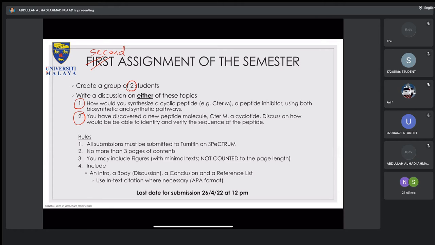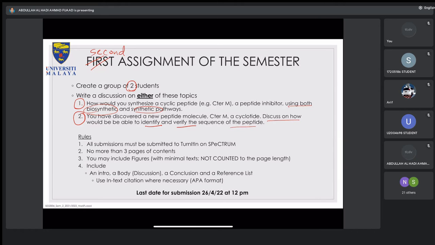You can write about pretty much anything under the sun, provided that you are focusing on the question. For number one, you need to talk about biosynthesis and synthesis pathway. We have not covered that, but if you want to write it faster or start today, be my guest. You can do your own investigation and write on your own or in a group. Or number two, you need to discuss how you would identify and verify the sequence of a protein. This time, it's about how you process an unknown and then derive the structure.